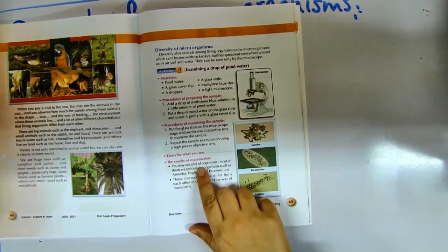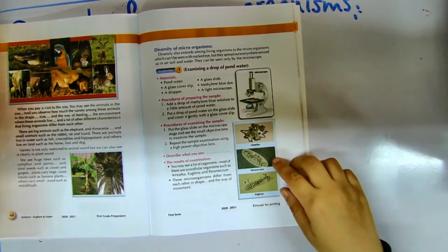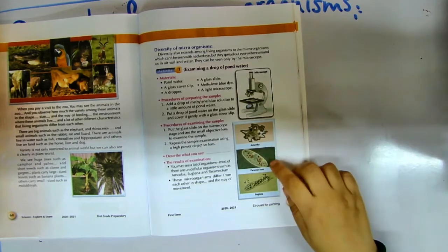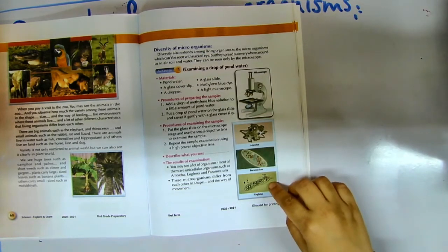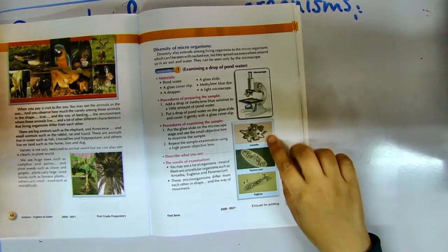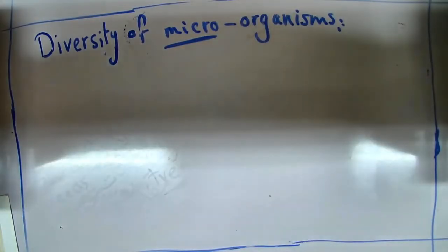You may see a lot of microorganisms. Most of them are unicellular living organisms, such as amoeba, euglena, and paramecium. These microorganisms are different in shape and the way of movement. So microorganisms, as we said, can't be seen by the naked eye, but they are seen by microscope, and they spread everywhere around us: air, water, and soil.